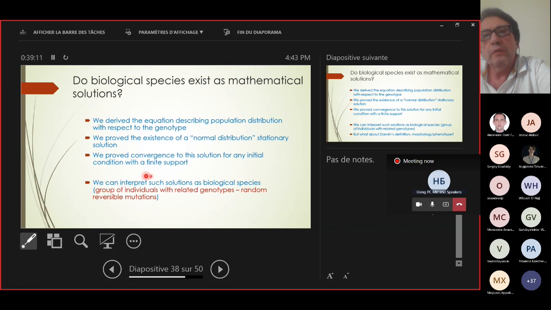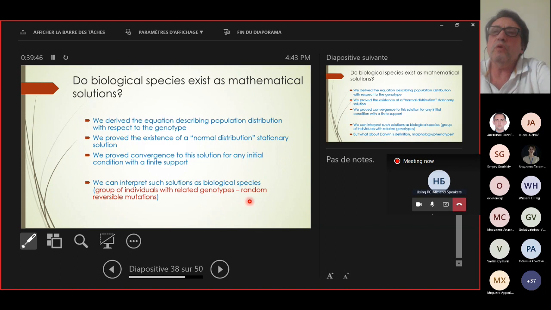So we can understand that as biological species in the sense of derivation of the model. In fact, we consider here groups of individuals with related genotypes. In what sense related genotypes? In fact, what we did with these sequences of letters, our main assumption was that all the sequences of letters can be obtained from each other as random reversible mutations.